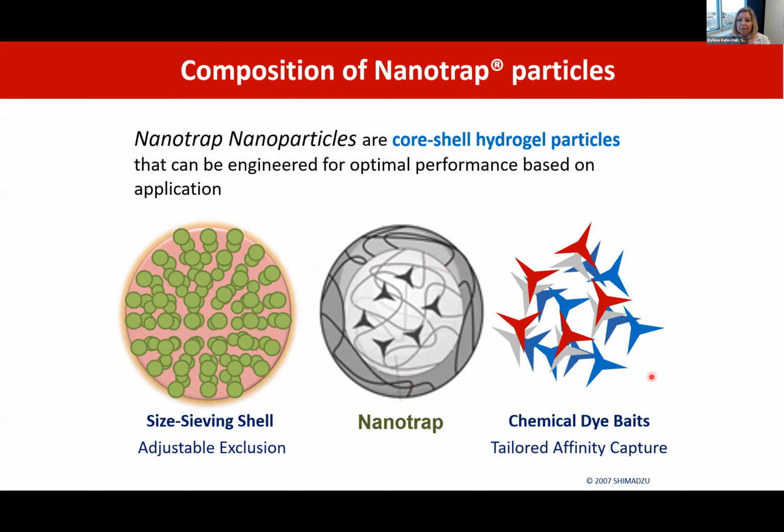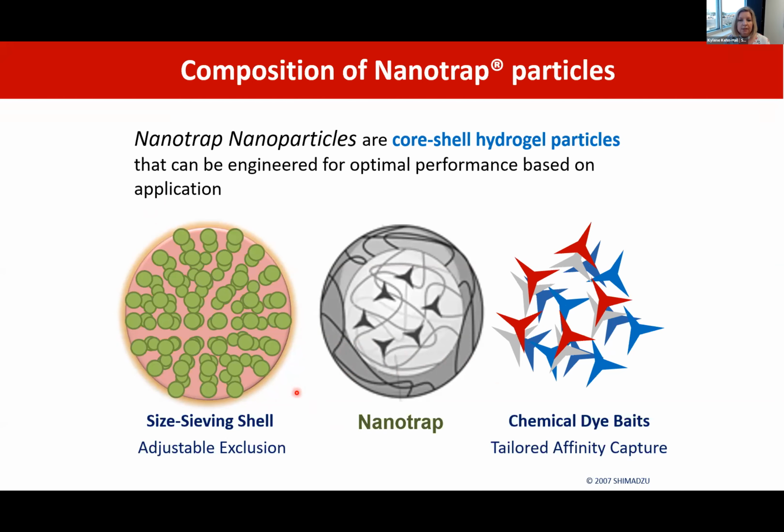And the affinity baits are coupled with this nano core. These are chemical dye baits that are typically used in pathology analysis or even the textile industry. So these are things such as Cibacron Blue or Reactive Red 120. And there's an optional size sieving shell that can be added to the nanoparticle. And the purpose of this shell is to actually exclude high molecular weight analytes. So these particles were initially developed for protein biomarker discovery.